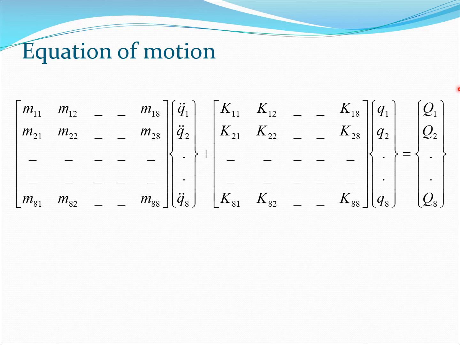So once you do that, you obtain the complete global equation of motion for the system, for the beam in this particular problem. And as you would expect, we have taken 8 degrees of freedom. Therefore, you have an 8 by 8 mass matrix. You have an 8 by 8 stiffness matrix. You have the 8 degrees of freedom here, and you have an 8 degree of freedom force vector.